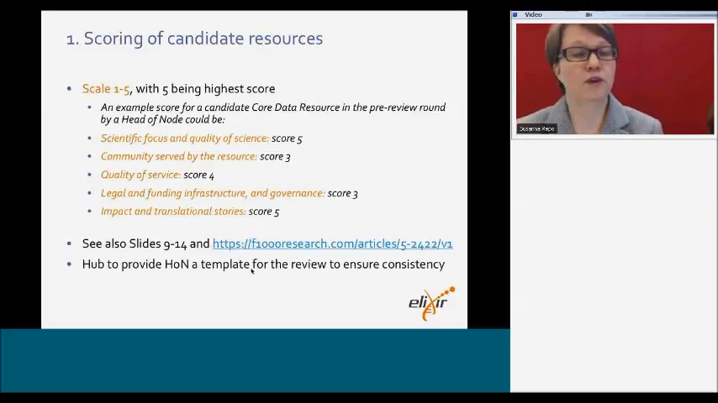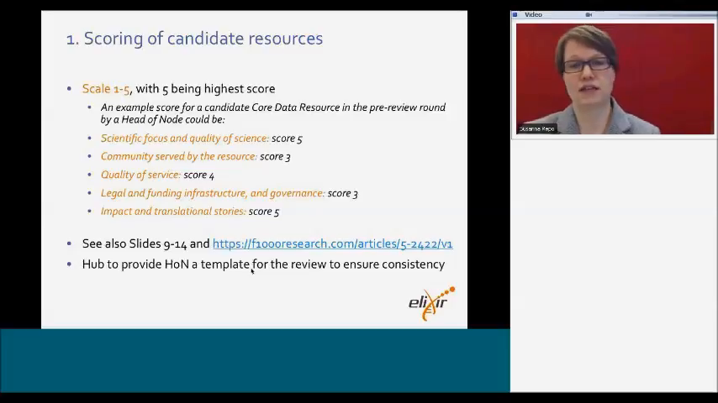Before the Heads of Nodes meeting that has now been scheduled for 6th of February, we will ask each head of node to review all submitted candidate core data resources. We will provide a template and guidance for this review. We will, of course, use the indicators that Work Package 3 and Data Platform have prepared. And based on the indicators that Joe just presented, we will ask each head of node to review each candidate core data resource and assign a score on a scale of 1 to 5, with 5 being the highest score.